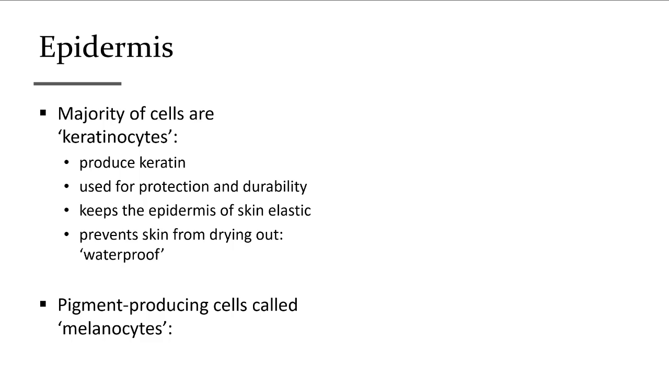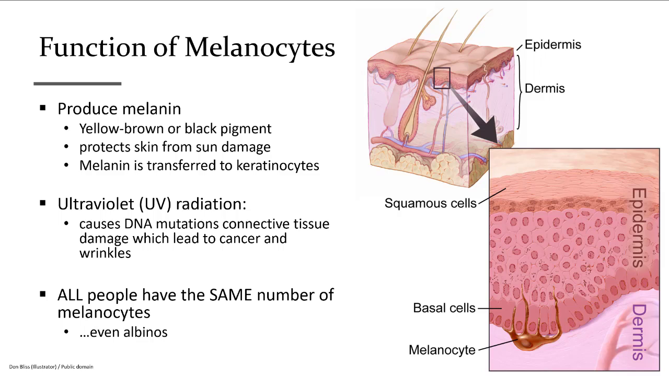So everybody has the same number of melanocytes. The differences are more in the activity of those melanocytes. So what do they do? They produce the pigment known as melanin, and that's protecting our skin from UV damage. The ultraviolet radiation can cause breakdown of collagen as well as DNA mutations and be a source of cancer. And so melanocytes produce melanin to try to protect us from some of this UV damage.